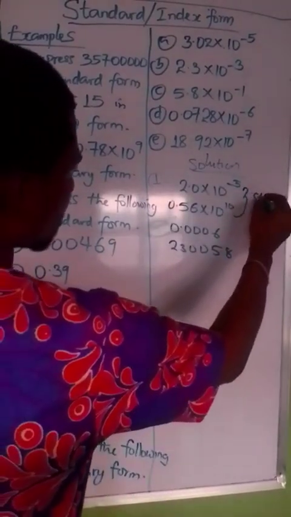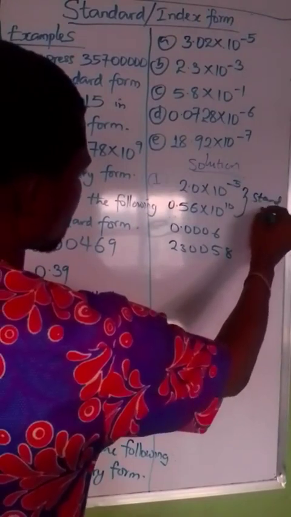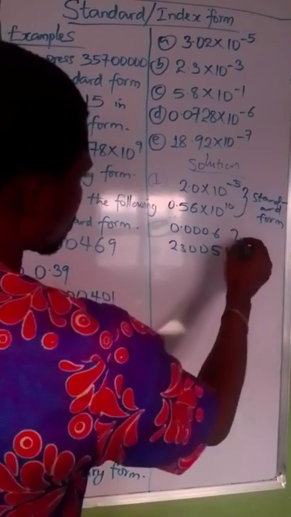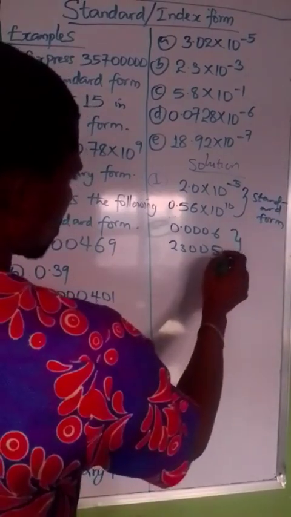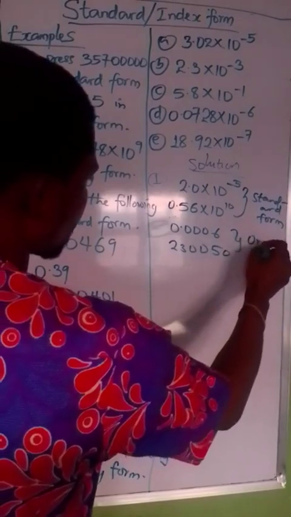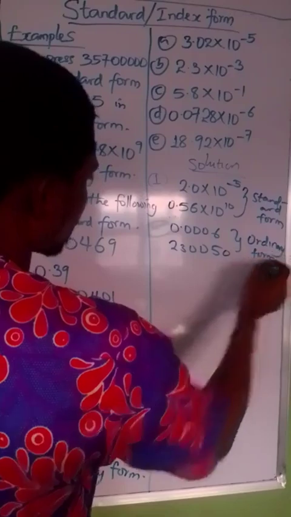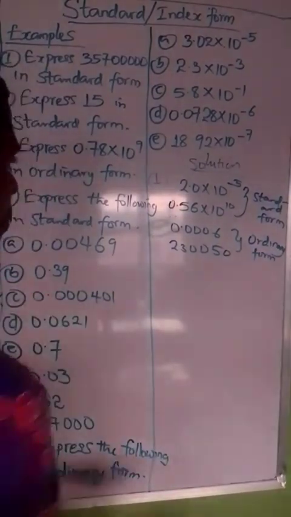This is standard form, while these ones are ordinary. These are ordinary form. So you just need to know that.